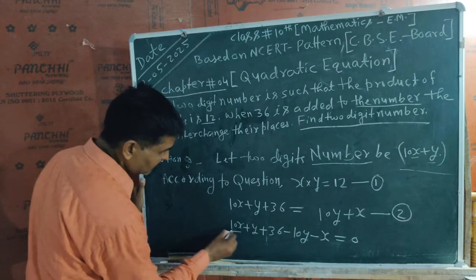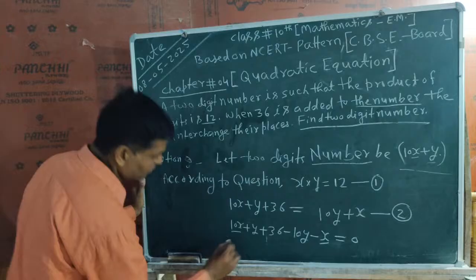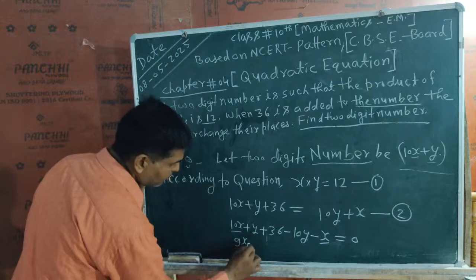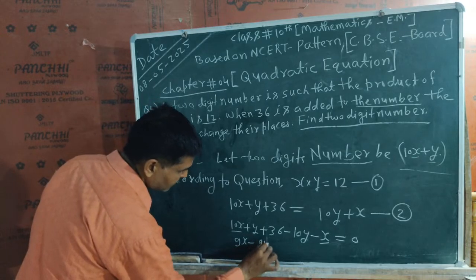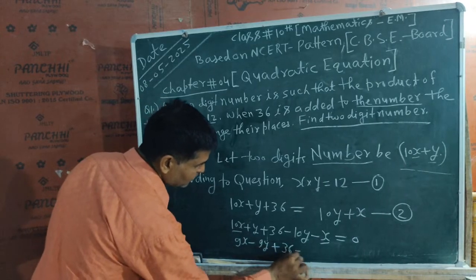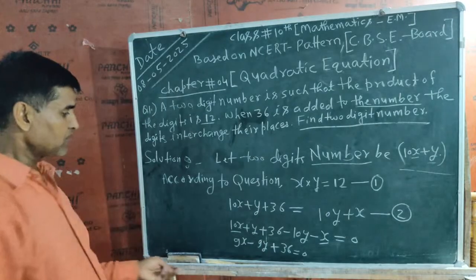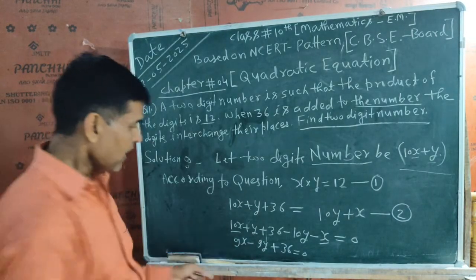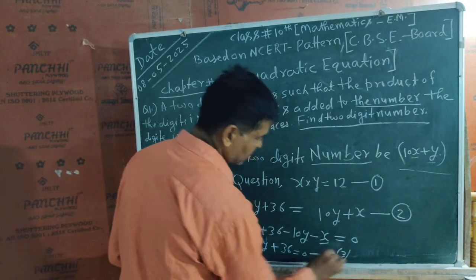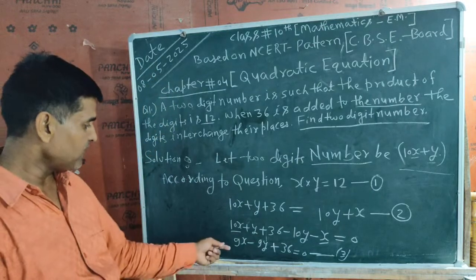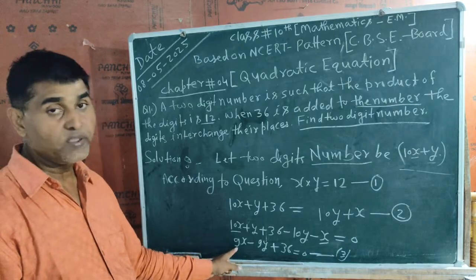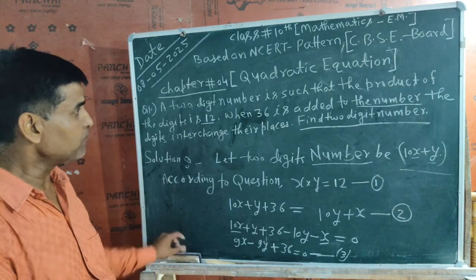Now here 10x is available and here minus x is available, so I will put 9x. Here 10y minus y gives minus 9y. Now here I have 36, which is equal to 0. Okay, student, I will say this is equation number 3, and further I will divide both sides by 9.